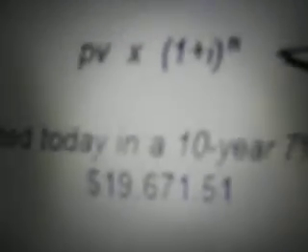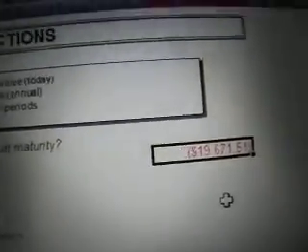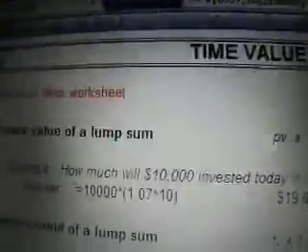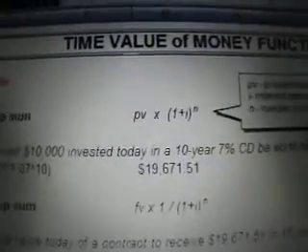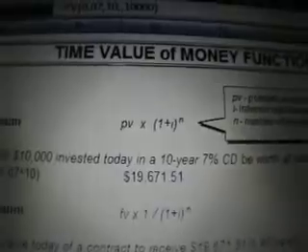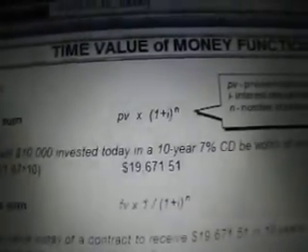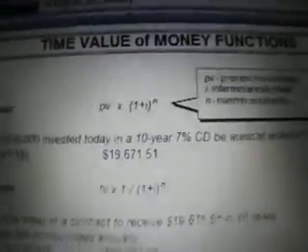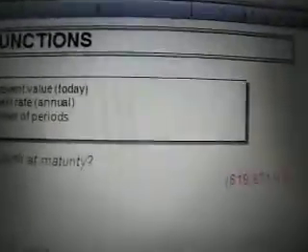$19,671.51. What it means is that if we invest $10,000 today and the interest rate is 7%, after 10 years we will receive $19,671. Everybody okay with example number 1? Okay, good. Moving on.